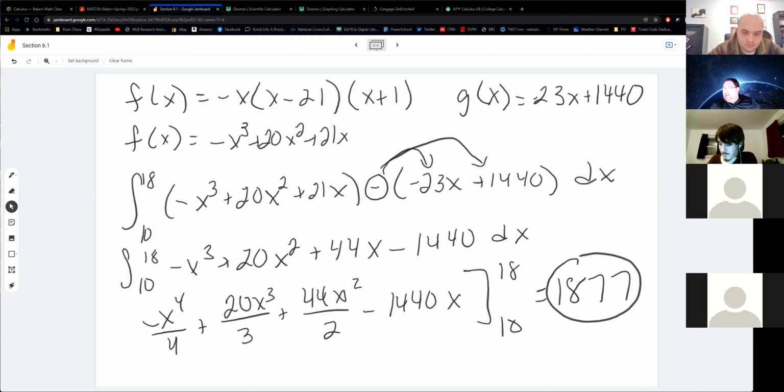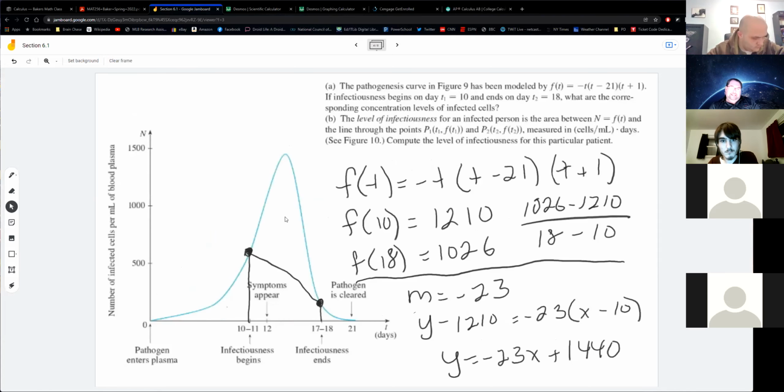So in this case, the infectious level for this patient is 1,877 cells per milliliter over days. I said it's topical because if you look at that graph, the curve, it's the same concept with COVID. It comes into your system, you're infectious sometimes before you actually show up with your symptoms, and at some point afterwards, you're no longer infectious.